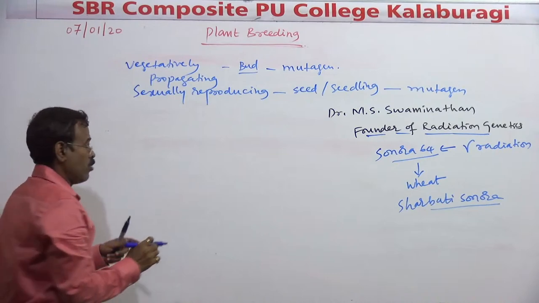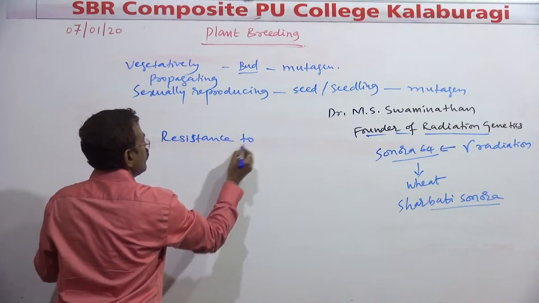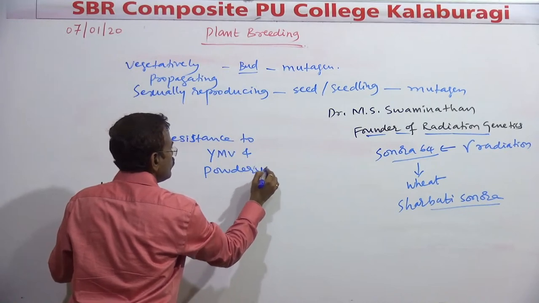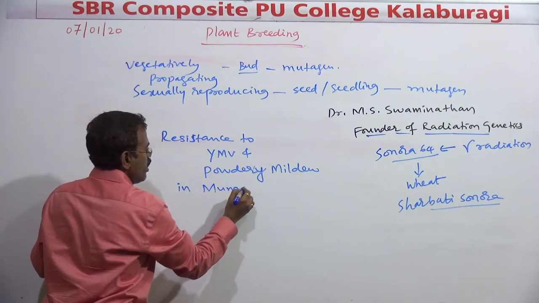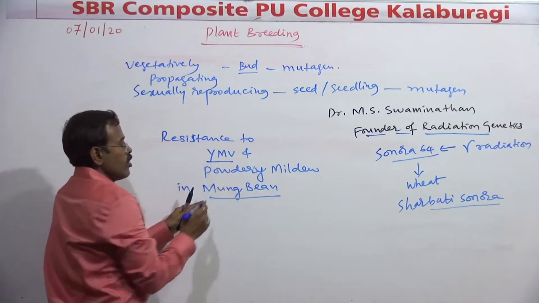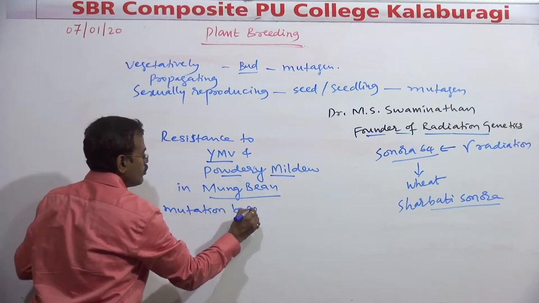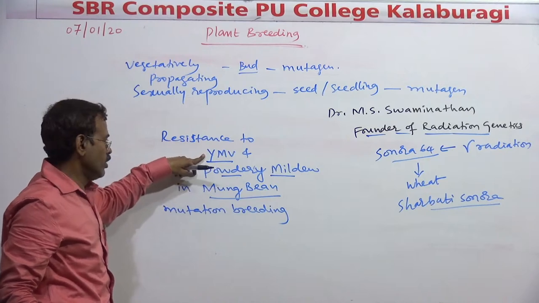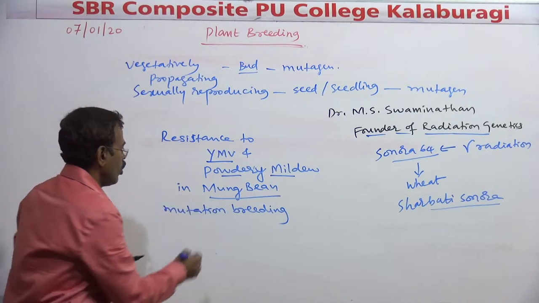So mutation breeding has helped to develop resistance to yellow mosaic virus and powdery mildew diseases in moongbean. Resistance to yellow mosaic virus and powdery mildew has been developed due to mutation breeding. Remember, powdery mildew is a fungal infection, this is a viral infection. So moongbean has been developed as a disease resistant variety through mutation breeding.